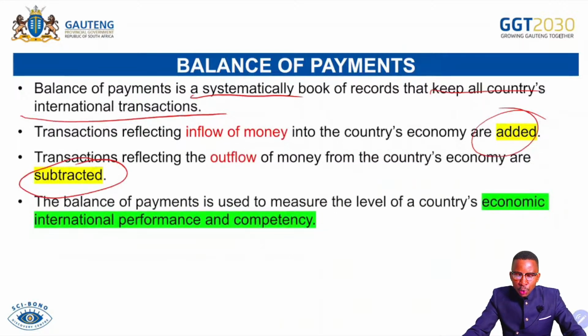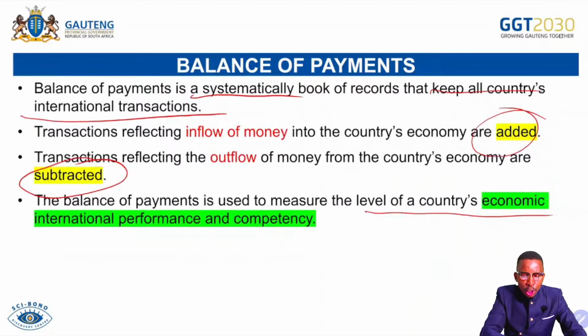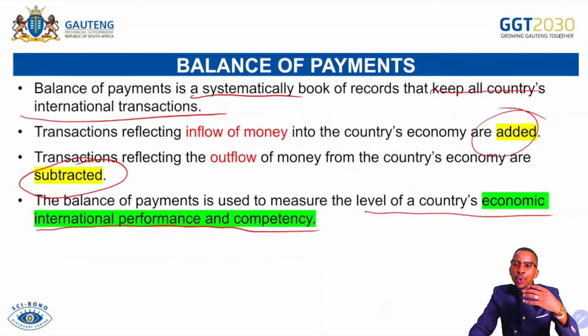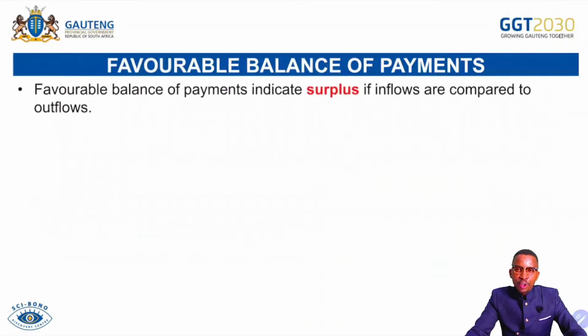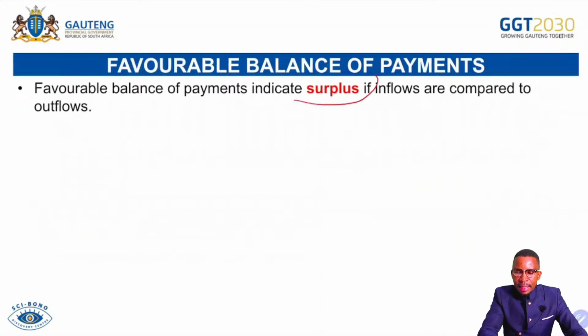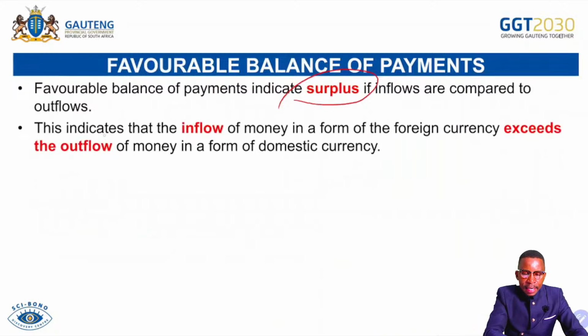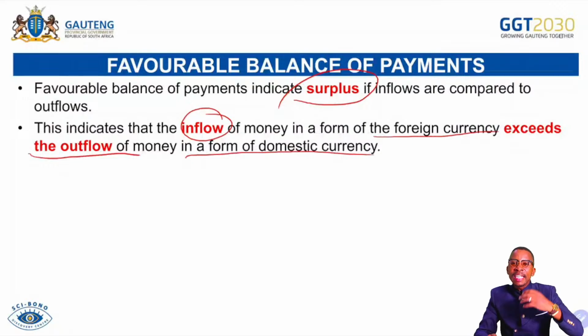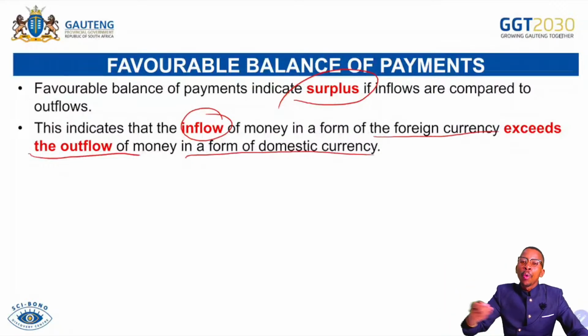The balance of payment is used to measure the level of the country's economic performance and competency. So we use BOP, or balance of payment, to measure how competitive the country is in the global market. BOP will be giving us a clear picture, as an indicator, of whether we are doing well or badly competitively abroad. Favorable balance of payment. So a favorable balance of payment indicates a surplus when inflows are compared to outflows. It indicates that the inflow of money in the form of foreign currencies exceeds the outflow of money in terms of the domestic currency. So we have a surplus if we have more money flowing in than the money going out of the country.